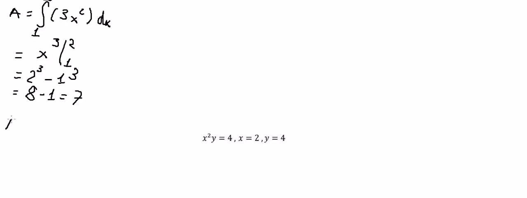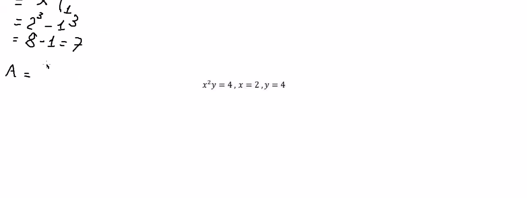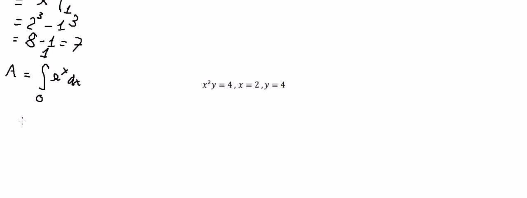The second one, we've got y equals e to the power of x. You get the integral from 0 to 1 of e to the power of x dx, and you get the final answer. That should be e minus 1.